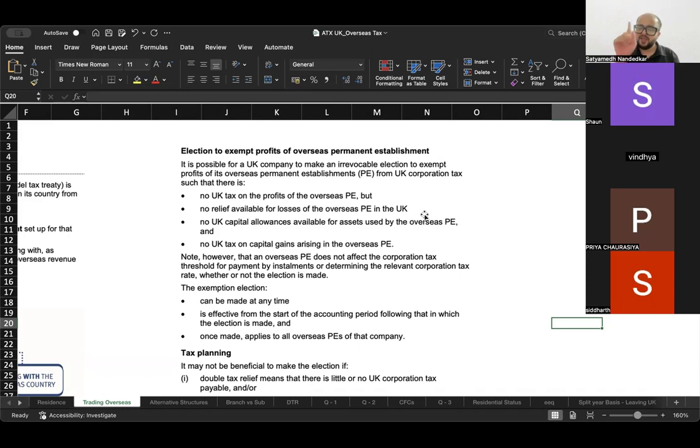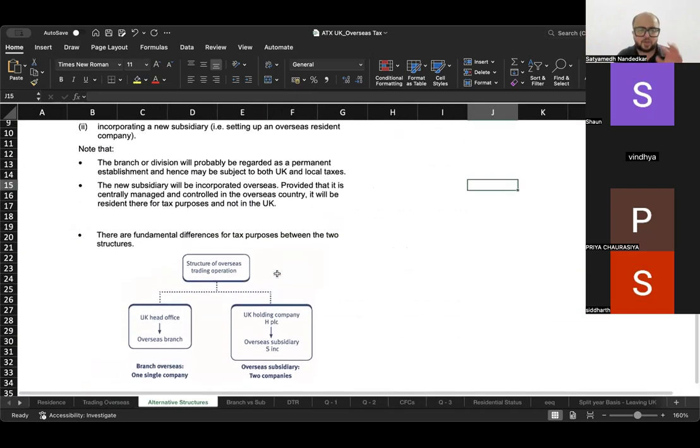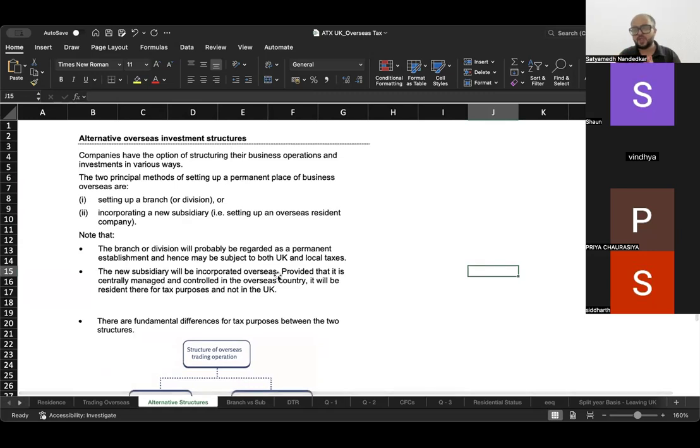Second thing, if it is applied to one branch, it has to be compulsorily applied to all the branches. You cannot be selective here. I will apply this special provision of exemption to two branches which are making a profit and not apply it to the other branches which are making a loss. So this choice is not available to you. If you make an election, it applies to everyone or it doesn't apply to anyone. So a lot of questions in your ATX paper will often be on whether you want to set up a branch or whether you want to set up a subsidiary.